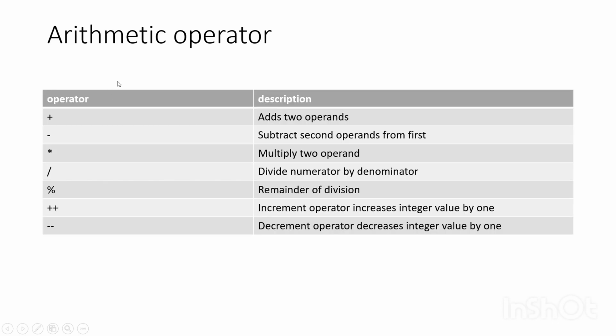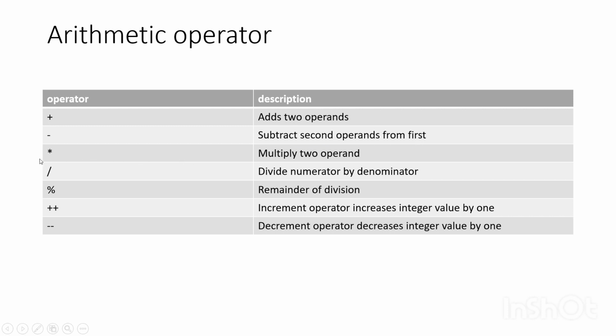First of all, we will see the arithmetic operator. As we know, arithmetic operators mean we perform all the arithmetic operations like addition, subtraction, multiplication, division. Addition is used to add two operands. Subtraction subtracts the second operand from the first, meaning the element which has the higher value minus the lower value.